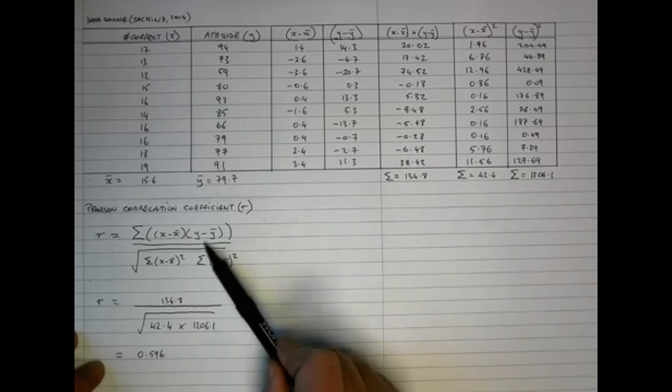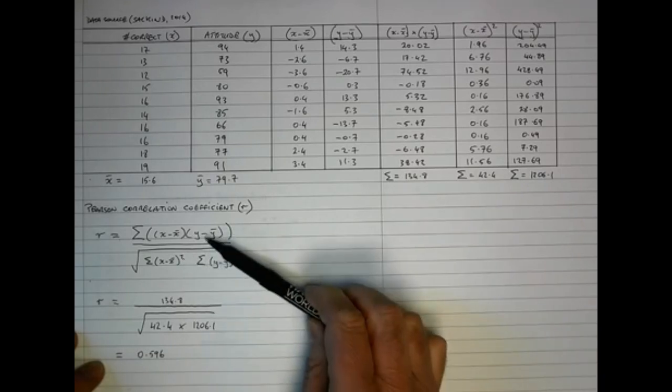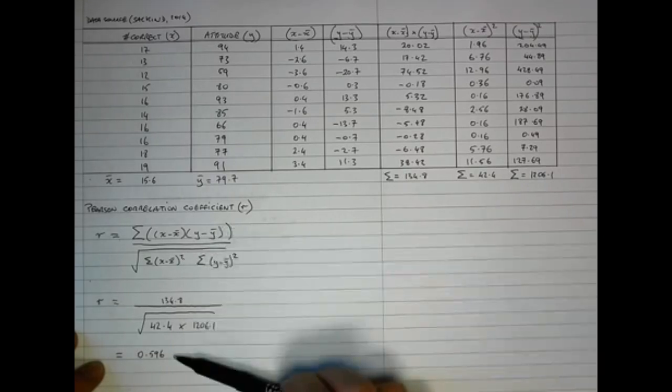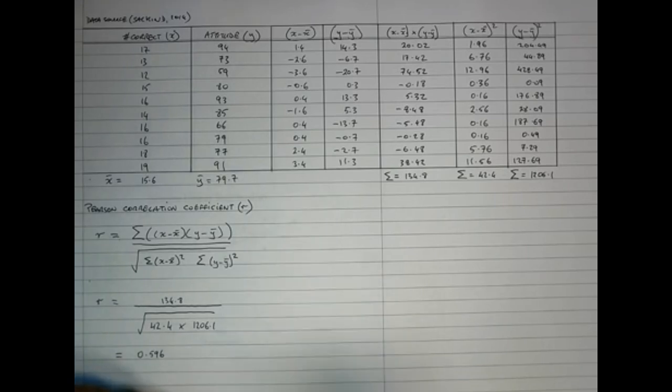And they were plugged into my regression formula, my correlation formula over here, and gave me a correlation coefficient R of 0.596, which is a moderate to strong positive correlation. So now I'm ready to start my calculations that I need for my linear regression.